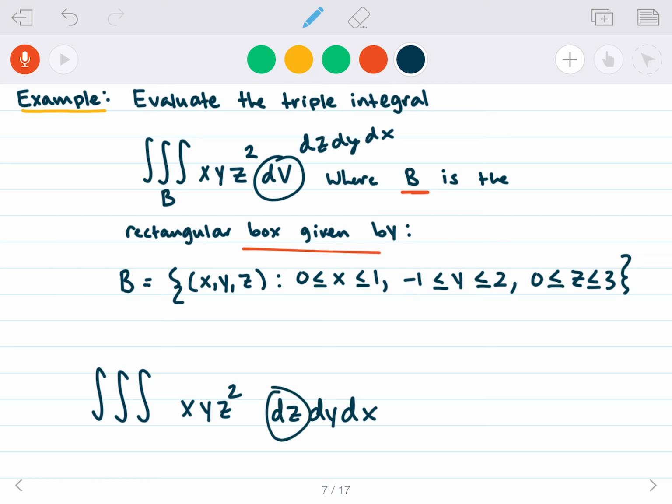And since z comes first, my z bounds go first. So z is going from 0 to 3. So 0 to 3. Y comes next. Y is going from -1 to 2. And finally, x is going from 0 to 1. Okay, so that is that. Now let me go ahead and integrate this.